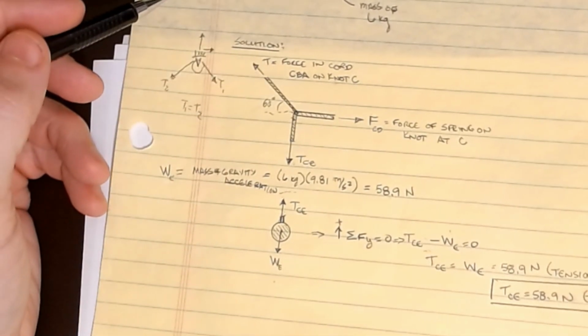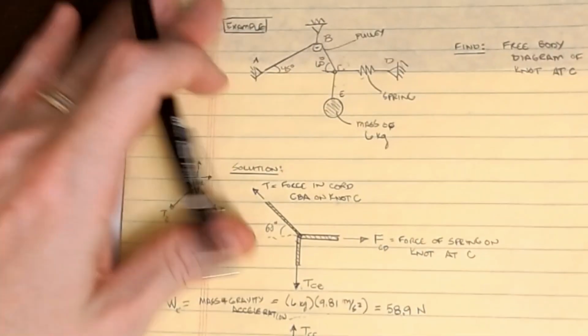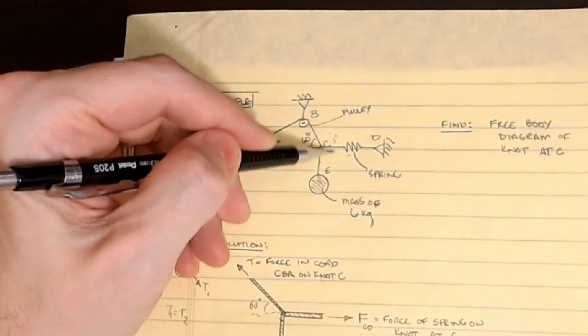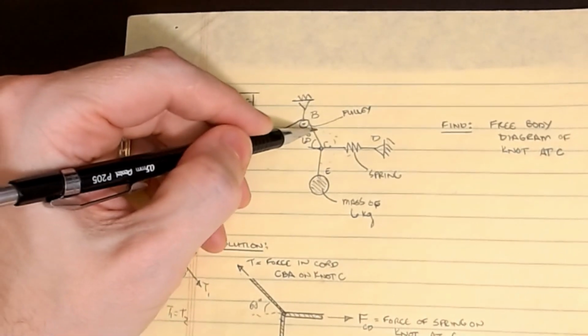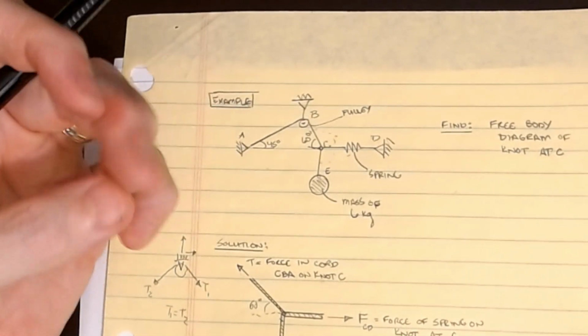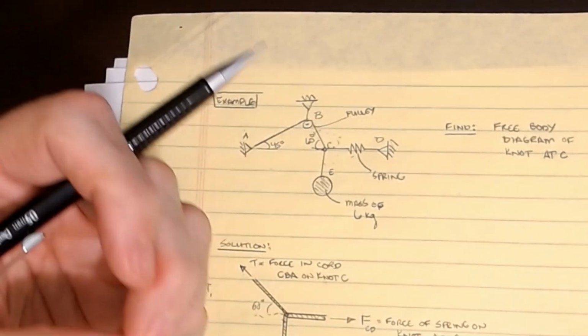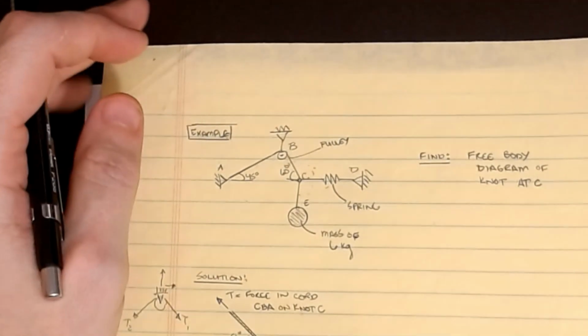Even though the apparatus looked really convoluted and messy, if I cut here, I don't have to worry about the spring. And if I cut here, I don't have to worry about the pulley. So how you cut these objects will greatly simplify, or conversely greatly complicate, your problem solving ability.